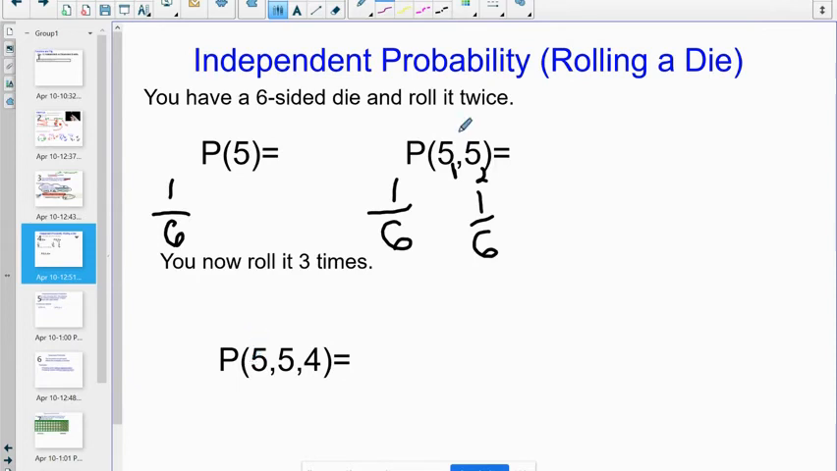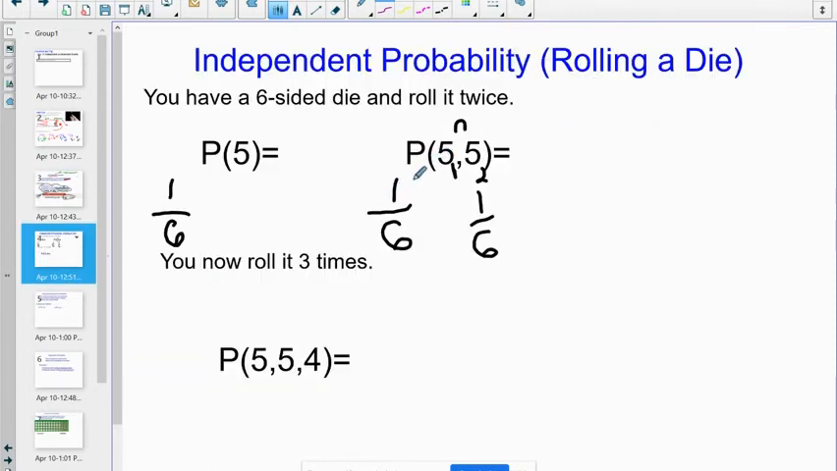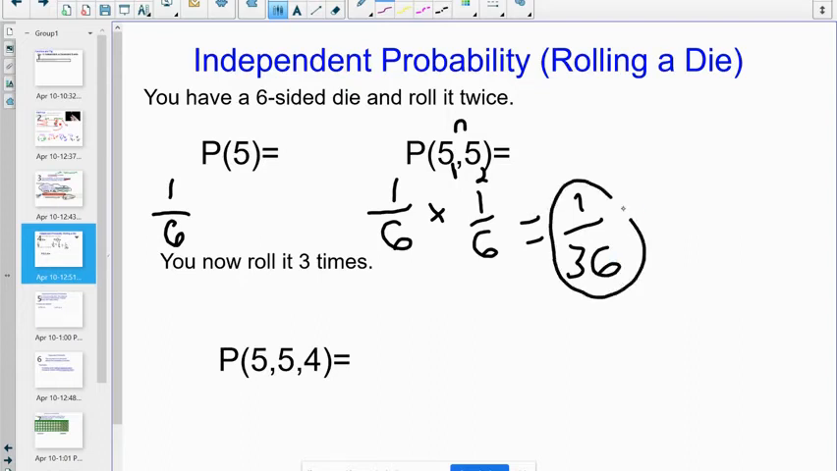This kind of means and, or it's that comma. So probability of getting a 5 and then a 5 again right after. Remember what we do? If they're independent, you multiply their two probabilities together here. So our probability of A was that first 5, and the probability of B was the second 5. Then you multiply them together, get 1/36. And that is your final answer.